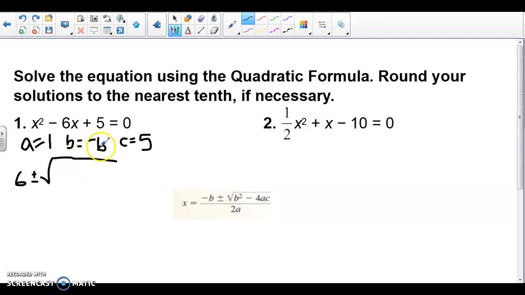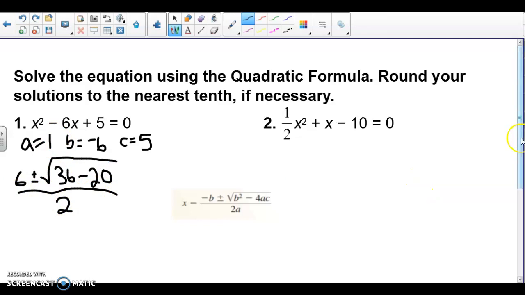I'm just going to do some of this work out while we're doing. So negative 6 squared would be 36. And then I'll have negative 4 times a, so negative 4 times 1, which is negative 4. Negative 4 times 5 is negative 20. So we have 36 minus 20 over 2 times a, which is 2.